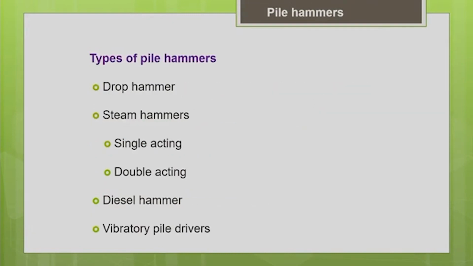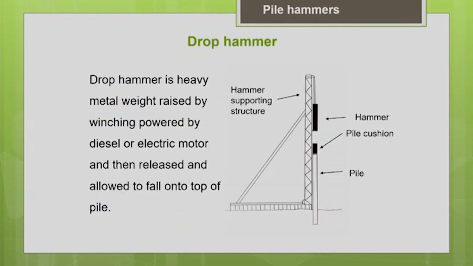So, there are different types of pile hammers ranging from the oldest drop hammer method to the modern vibratory pile drivers. Okay. So, we are going to discuss all these types of pile hammers one by one in this lecture. So, firstly we will be discussing the drop hammer, followed by the steam hammers, then the diesel hammer and then vibratory pile drivers. So, first is the drop hammer.